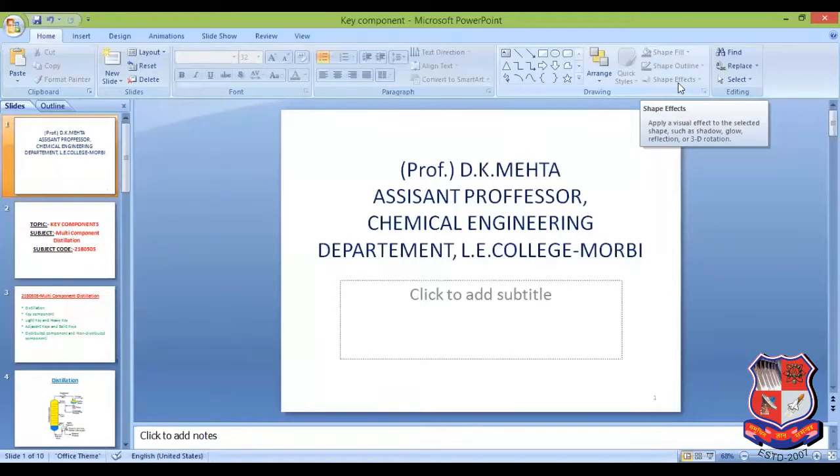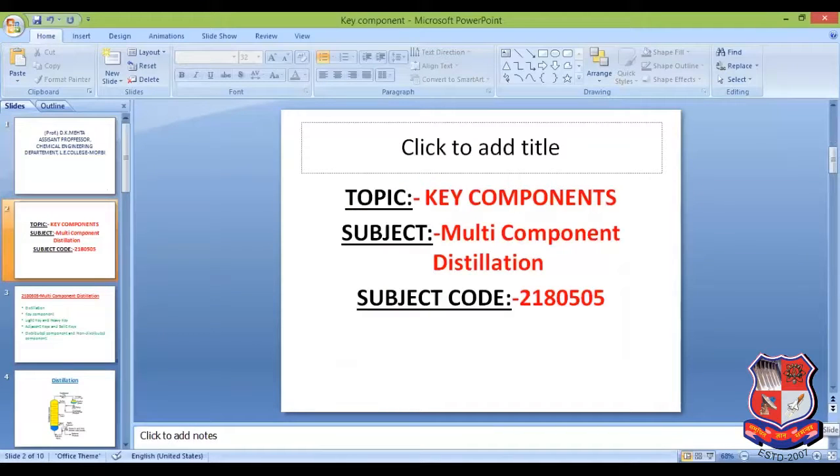Hello, myself Professor D.K. Mehta, Assistant Professor in Chemical Engineering Department, Ali College, Morbi. Today we will discuss a topic called key components, that is covered in the subject of multi-component distillation. The subject code is 2180505.